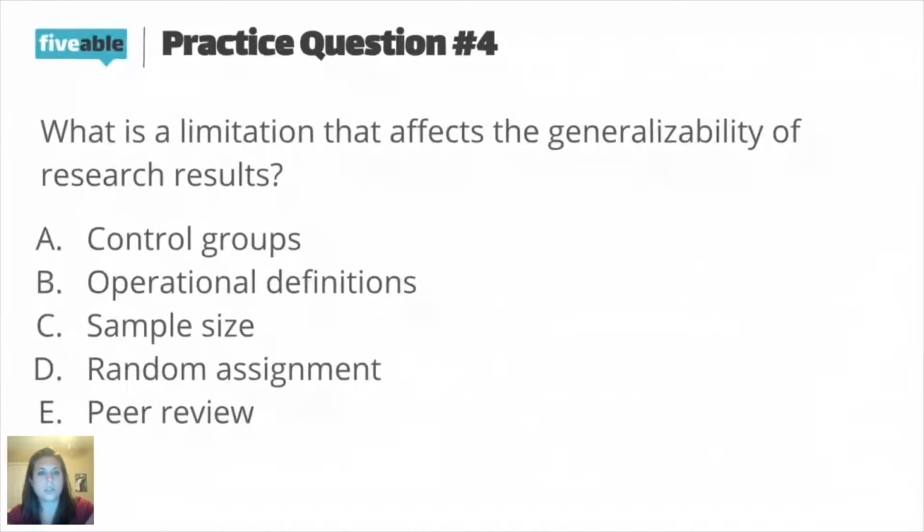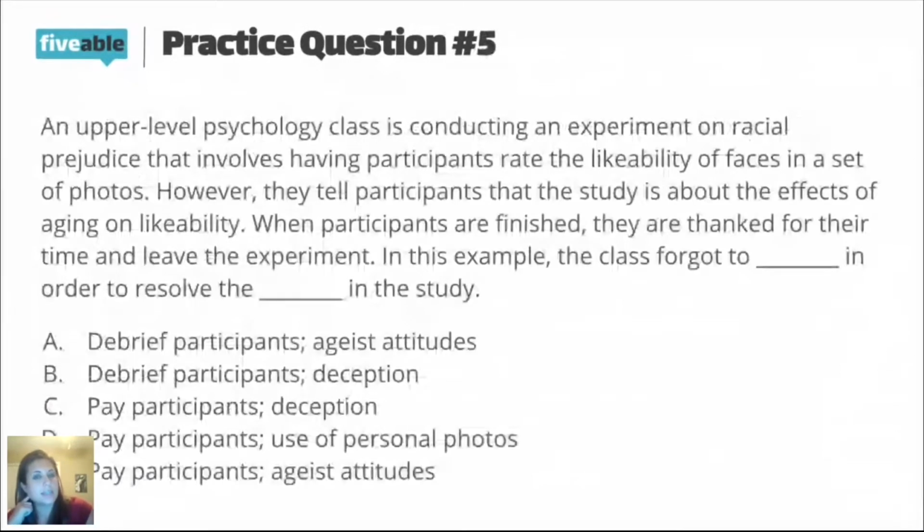All right, question 5. This is the last question. This one's a little long. An upper-level psychology class is conducting an experiment on racial prejudice that involves having participants rate the likability of faces in a set of photos. However, they tell the participants that the study is about the effects of aging on likability. When participants are finished, they are thanked for their time and leave the experiment. In this example, the class forgot to blank in order to resolve the blank.